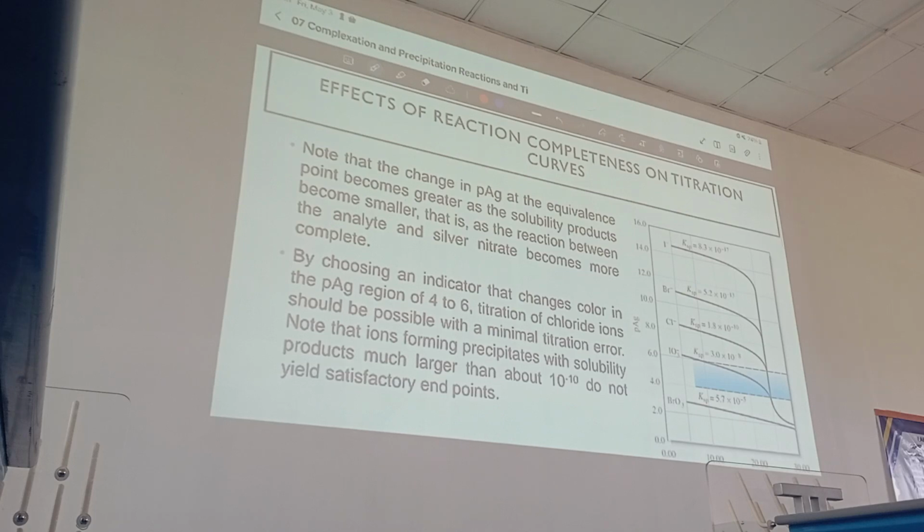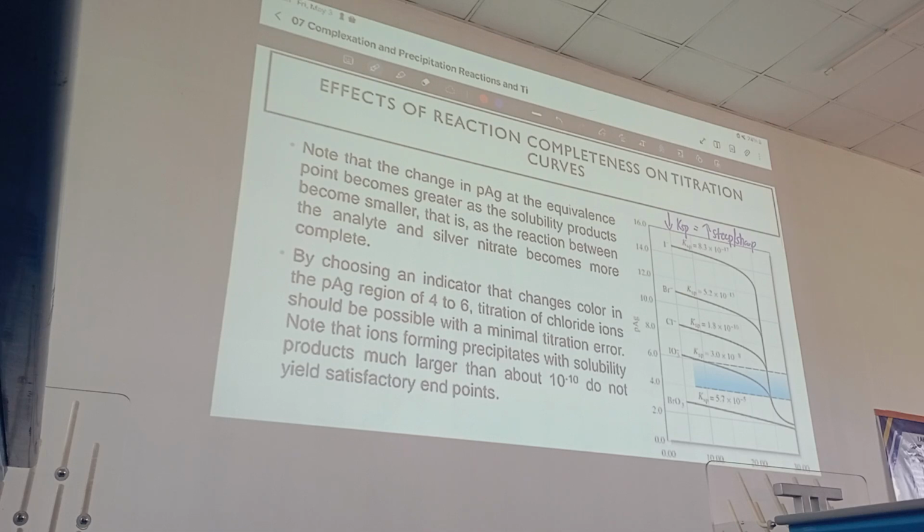The smaller the Ksp, the steeper and sharper the curve at the equivalence point. The equivalence point is more pronounced. Okay, note that the change of pH at the equivalence point becomes greater as the solubility products become smaller, that is, as the reaction between the analyte and silver nitrate becomes more complete.